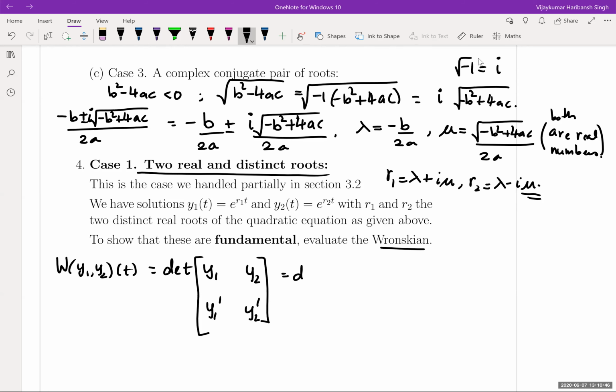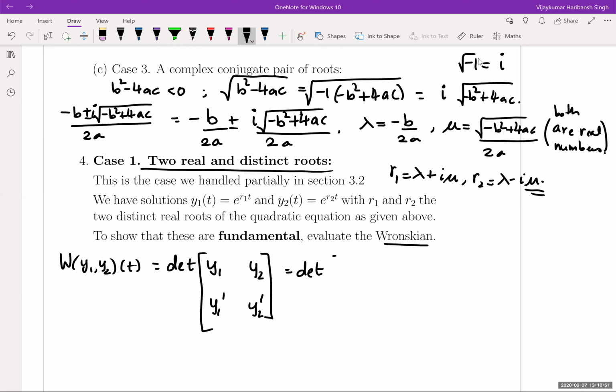So this is the determinant of y1, which is e to the power r1t, y1 prime, which is e to the power r1t times r1, chain rule. Here we'll have e to the power r2t, that is our y2, and the derivative of that is e to the power r2t times r2.